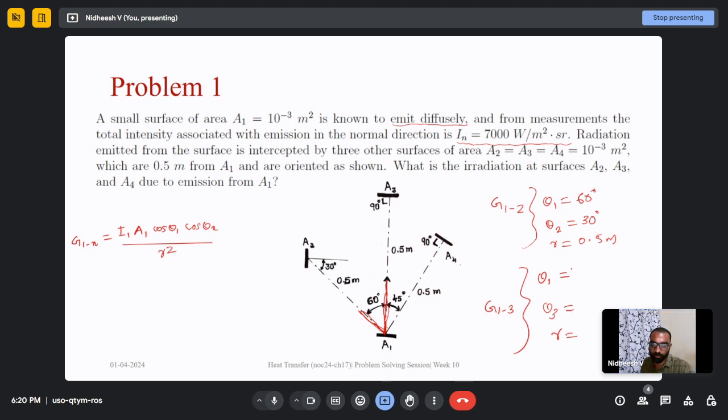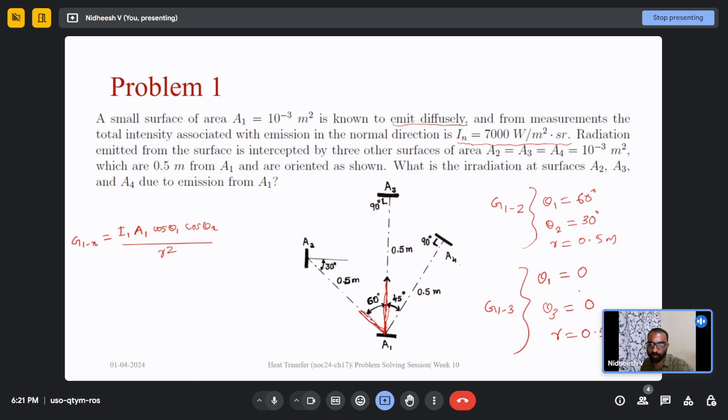Sir, R will be 0.5, theta 3 will be 90, theta 1 I am not sure, sir. 60? Why would theta 3 be 90? Be careful what angle you are measuring. These angles are measured between the normal line and the line joining the surfaces. Theta 1 is 0, right? What about theta 3? Theta 3 also would be 0, right?